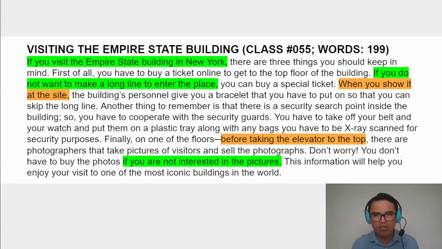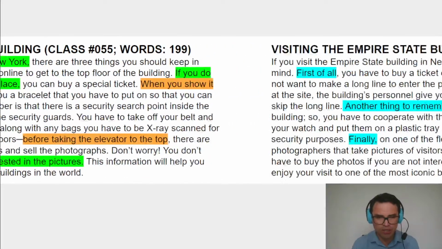And it's a phrase because it is not a clause, and it is not a clause because it doesn't have a subject and a verb, right? You only have a group of words without a subject. And finally, you also have a conditional, but as the second part of the sentence. You don't have to buy the photos if you are not interested in the pictures. So you can also put a conditional clause at the end of the sentence, and as you can see, there's no comma between the first part and the second part of the sentence.